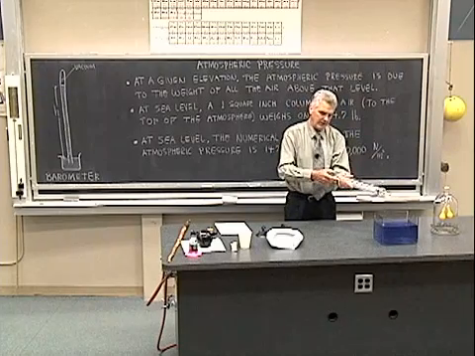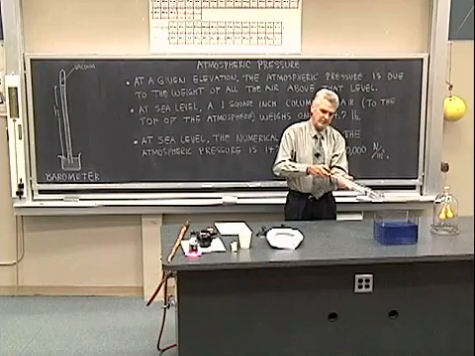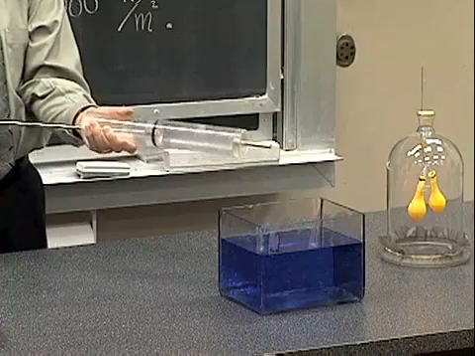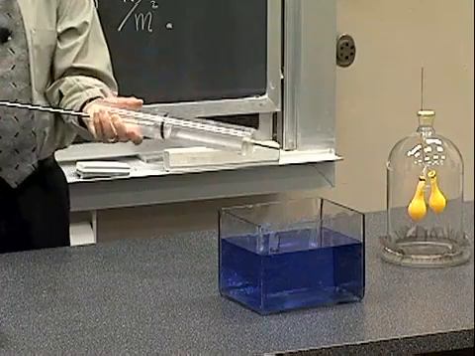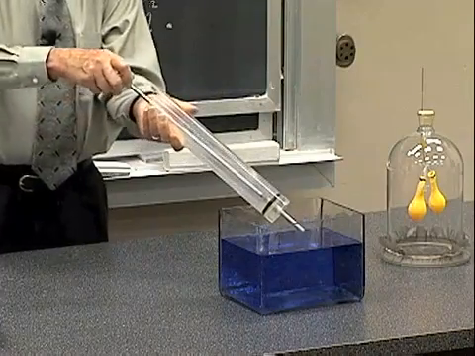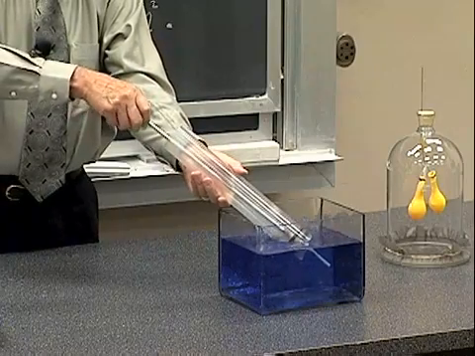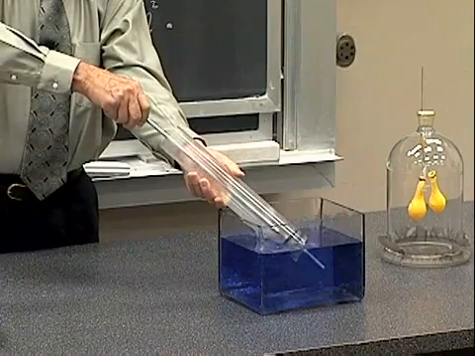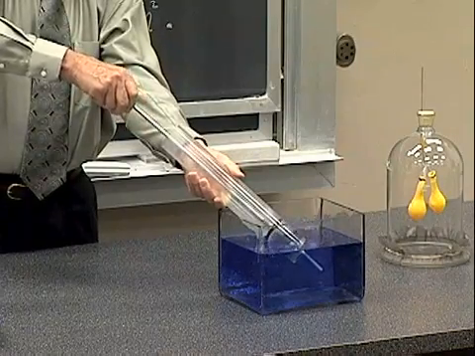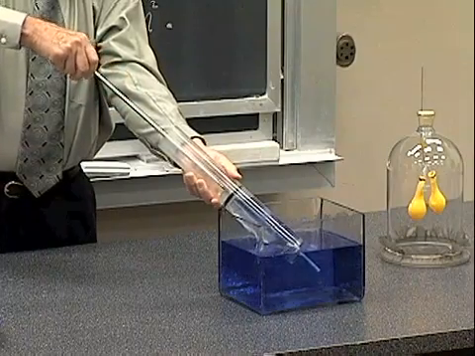Now, we want to remember that when I pull on this piston here, I'm actually pulling, but I'm making a larger cavity in here. And so when I put this in the water and pull on it, what I'm really doing is I'm decreasing the pressure inside the cylinder, and the atmospheric pressure then pushes the water down and up into the cylinder.